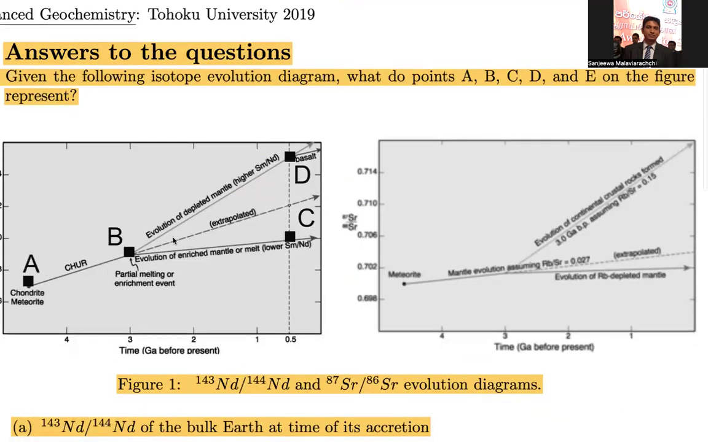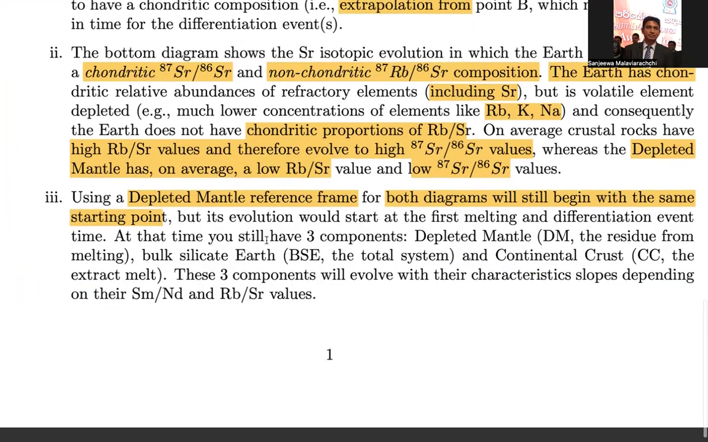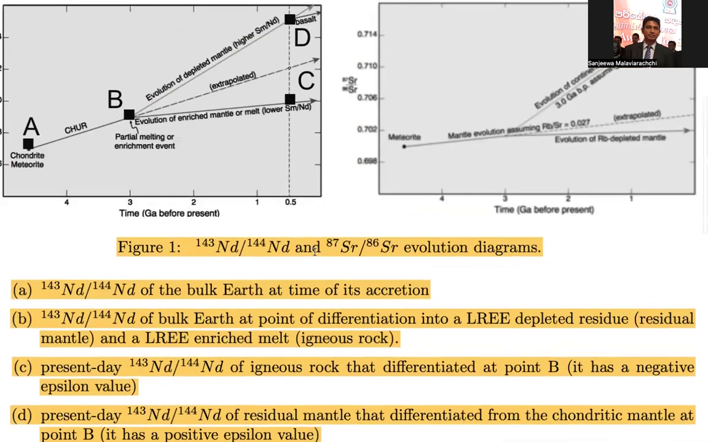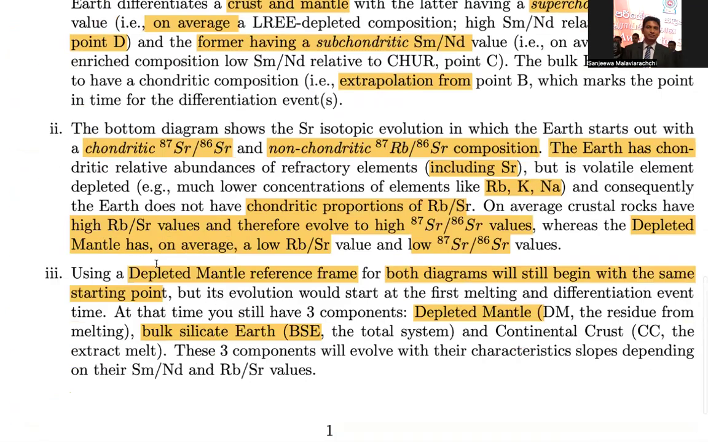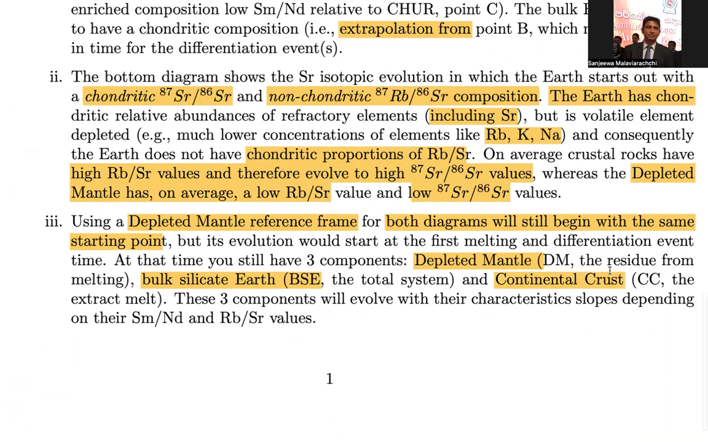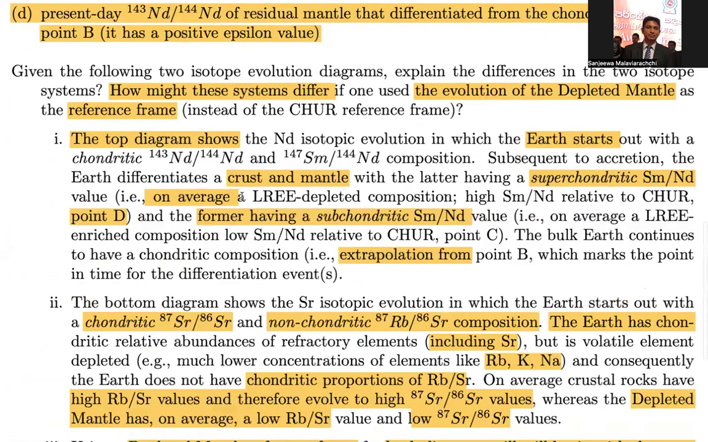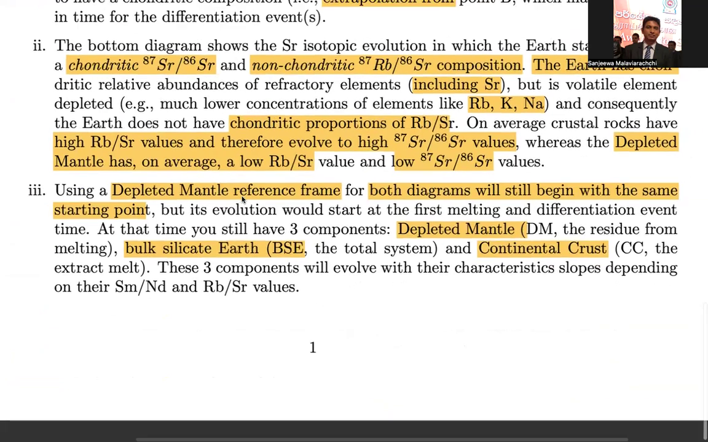So B is the first melting and differentiation point. That's correct. At that time, you still have three components. What are they? Depleted mantle, and bulk silicate earth. You see, bulk silicate earth is the chair. So you must have the chair also here, right? That is the second component, and the continental crust, the third one, the melted extract. So one, depleted mantle; two, chair; and three, the continental crust. Those three reservoirs are still there as they are, right?